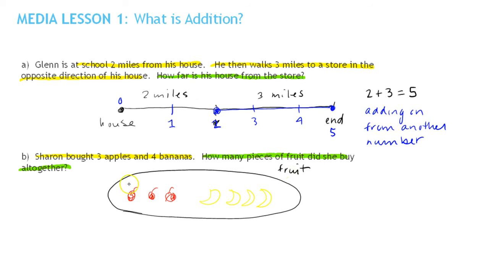And we have 1, 2, 3, 4, 5, 6, 7. So 3 plus 4 equals 7. And again, this is combining. So to sum up, these are our two main ways we use addition. We add one quantity on from another quantity, or we take two quantities and we combine them into a new group.